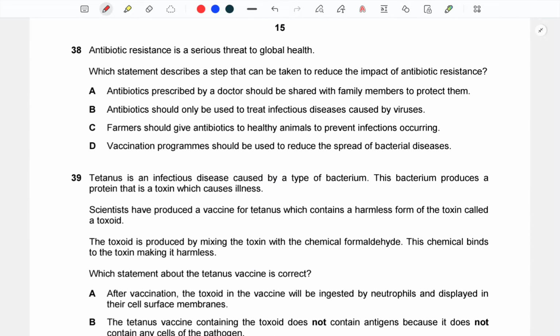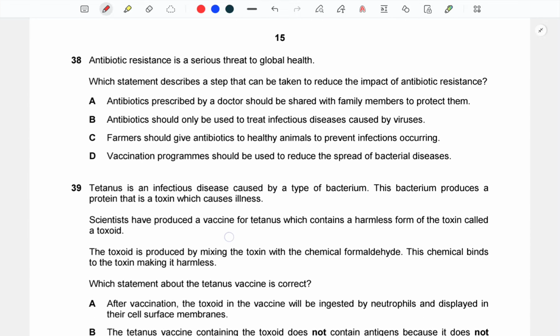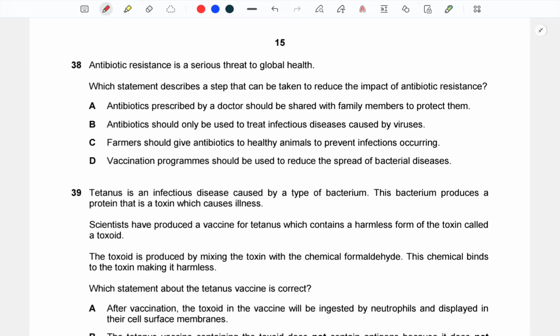38. Antibiotic resistance is a serious threat to global health. Which statement describes an action taken to reduce the impact of antibiotic resistance? Antibiotics prescribed by doctors should be shared with family members to protect them. This is wrong. Antibiotics should only be used to treat infectious diseases caused by viruses. No, it's used against bacteria. Farmers should give antibiotics to healthy animals to prevent infections occurring. Nope. We only give them after the infection occurs. Vaccination programs should be used to reduce the spread of bacterial diseases. This is correct. So D.